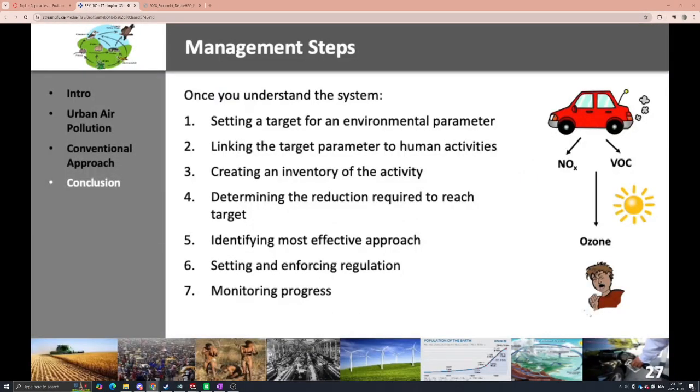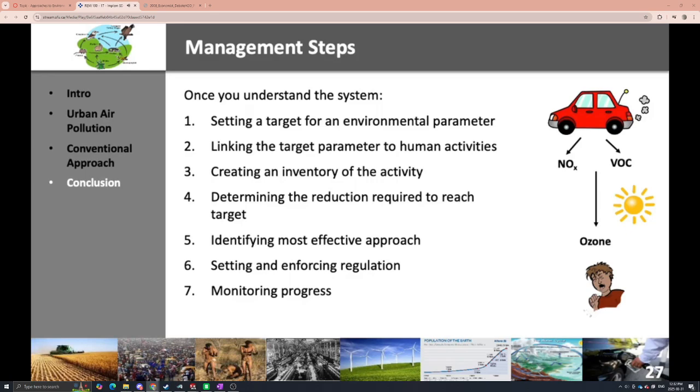Let's summarize the steps of the conventional management approach that can be used for these relatively simple environmental challenges. So once you understand the ecological, environmental, and pollution system, once you understand the system that's causing the issue, you can set a target for an environmental parameter like the concentration of ground level ozone. Then you link this target parameter to specific human actions. So in this case, the emissions from cars. Then you create emission inventories of all the activities. In our example, we needed to figure out how much of the precursor gases got emitted every year.